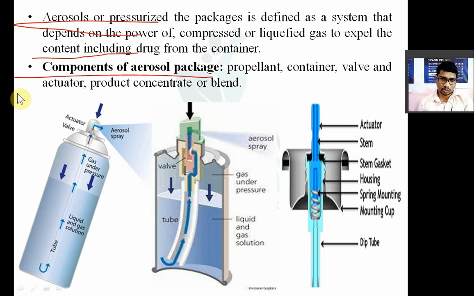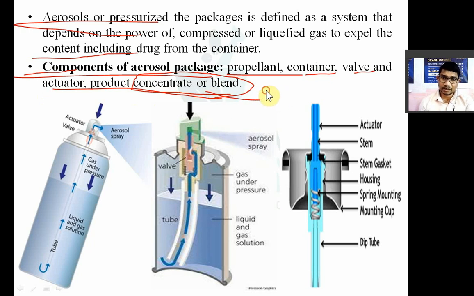Now, components of an aerosol package, very important. In the aerosol package you will find propellants, then container for aerosol, then valve, then actuator, then product concentrate or blend. The product concentrate or blend is what differs between other aerosol systems and pharmaceutical aerosol systems. In pharmaceutical aerosols it is a product concentrate having medicament, and other aerosols will not have medicament. Others will have something different, for example your body spray will have aroma.